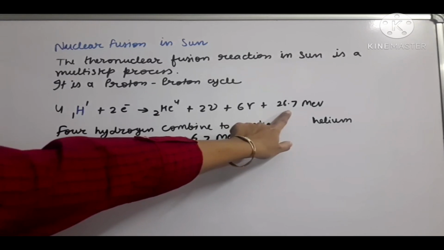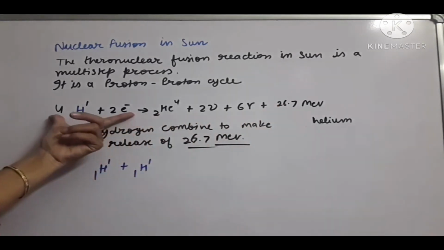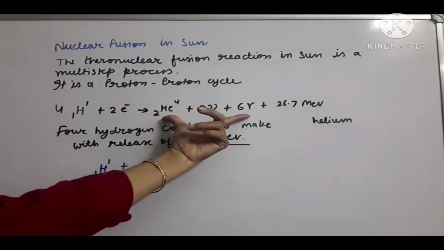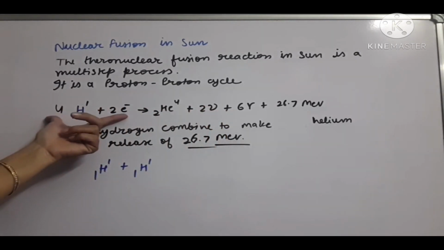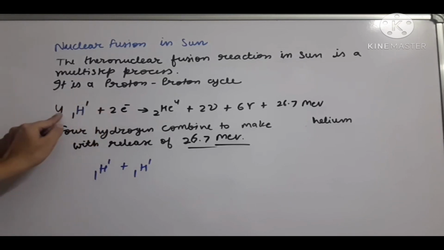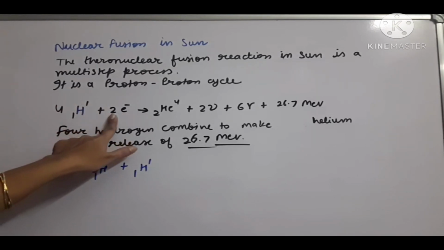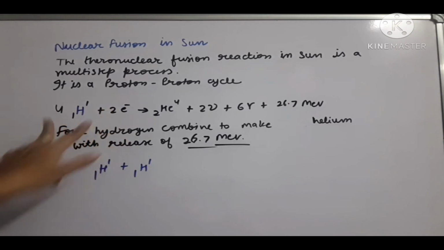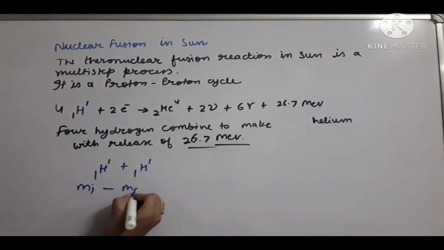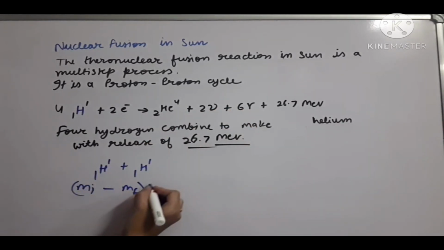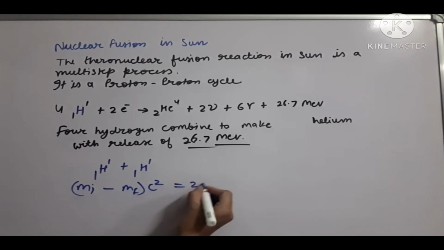How much energy is released is calculated in the same manner, from the initial masses and the final masses. So what we need to do: add the masses of the initial substances, that is the masses of 4 1H1 plus the masses of 2 electrons, minus the mass of the products generated, whose mass is less. We multiply this mass difference with c squared. This gives us the energy equal to 26.7 mega electron volt.